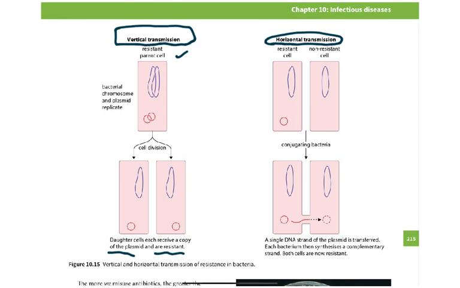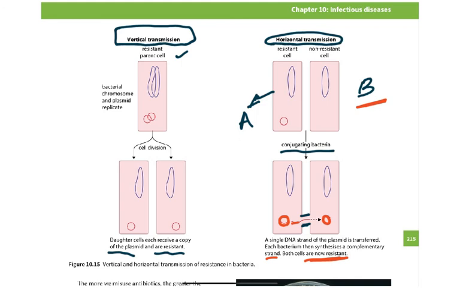Now, second is horizontal transmission. Say this is one of the resistant bacteria, A. And this is some other bacteria, bacteria B. Maybe it's a yogurt bacteria, maybe it's a nitrifying bacteria, maybe some other bacteria, but it's non-resistant. Now, you see what happens. It's conjugating bacteria. They form a tube, which is called a conjugation tube. And this plasmid, which confers resistance, is now transferred to bacteria B. So a single DNA strand of the plasmid is transferred. Each bacteria then synthesizes a complementary strand, and both cells are now resistant.